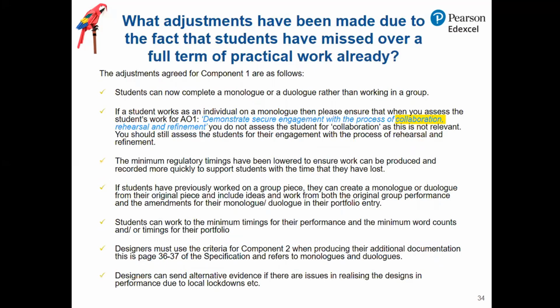What adjustments have been made due to the fact that students have missed over a full term of practical work already? So in summary, the adjustments agreed for component 1 are as follows. Students can now complete a monologue or duologue rather than working in a group. They do not have to start again.